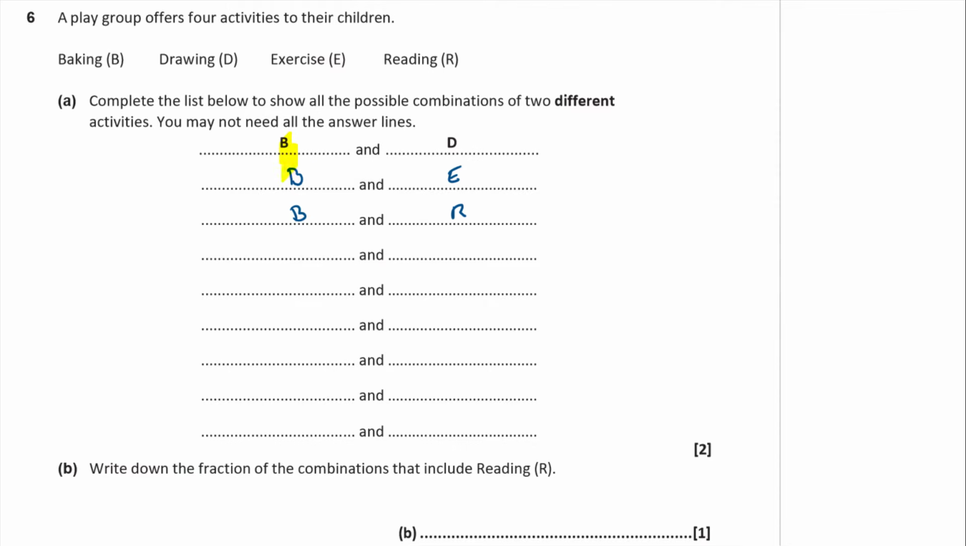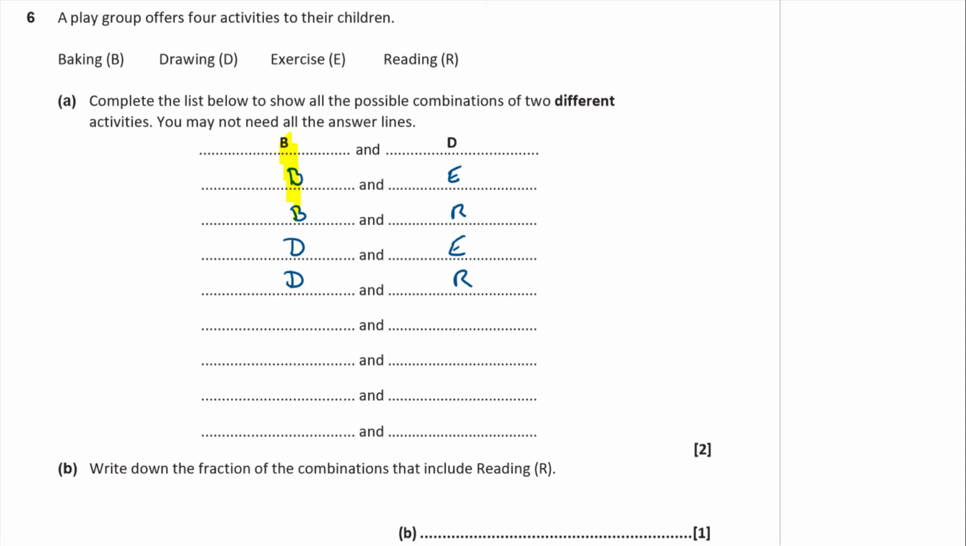When I do these, I try to keep one thing the same and kind of rotate through the others. So I've done all the ones that begin with B. So I'm going to switch now to D. Now I could write DB, but that would be the same as BD. It's just the other way around. The net result is that you're doing baking and drawing. So order here doesn't seem to be important. So I'm not going to do DB. Can't do DD because I can't do the same activity twice. So I'm going to have to do DE next, aren't I? DE. And then after that I can do DR.